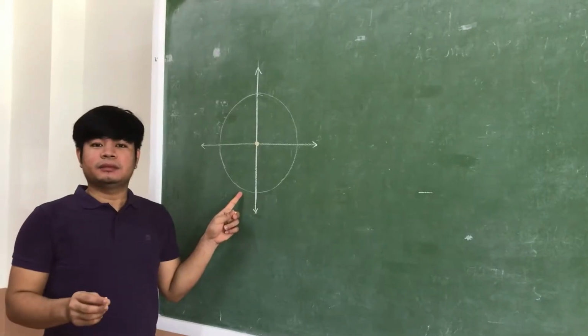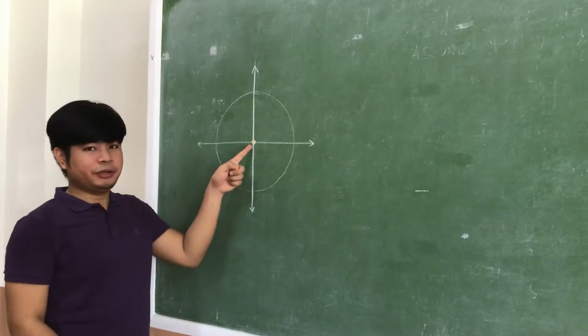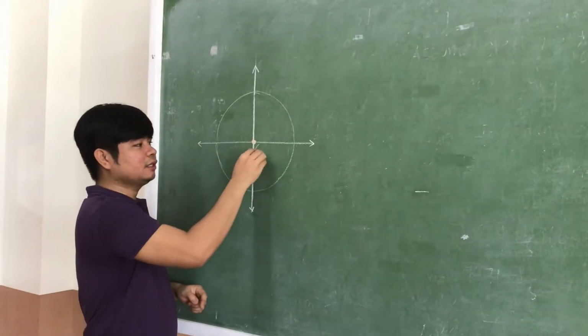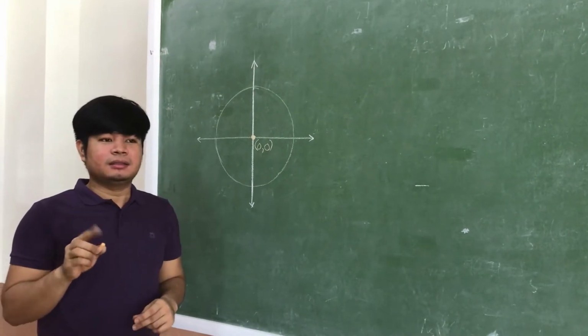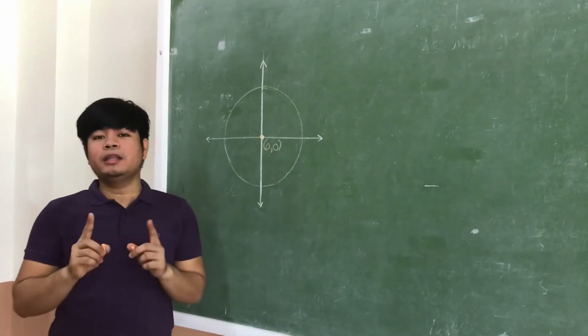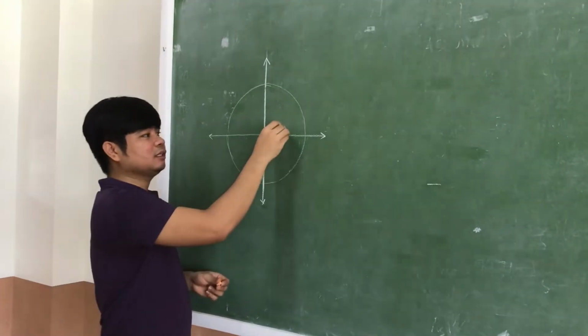This is a circle. The center of the circle is the origin. So we have the coordinates 0, 0. If I say that the radius of this circle is 1 unit, then you have a radius that is 1 here.